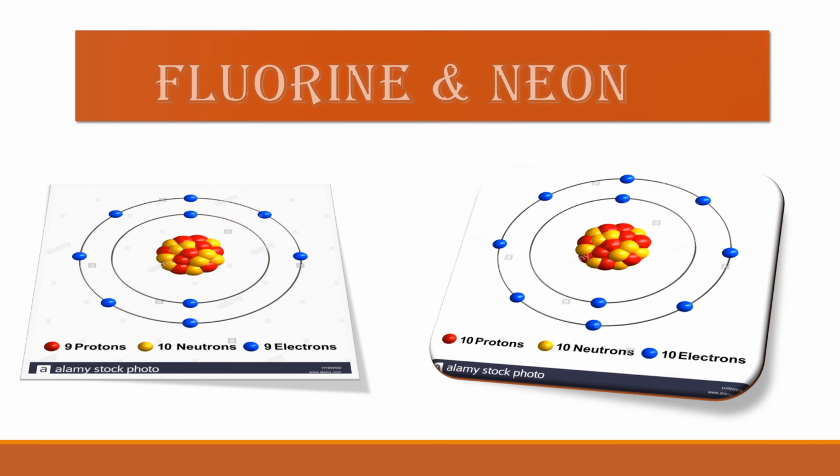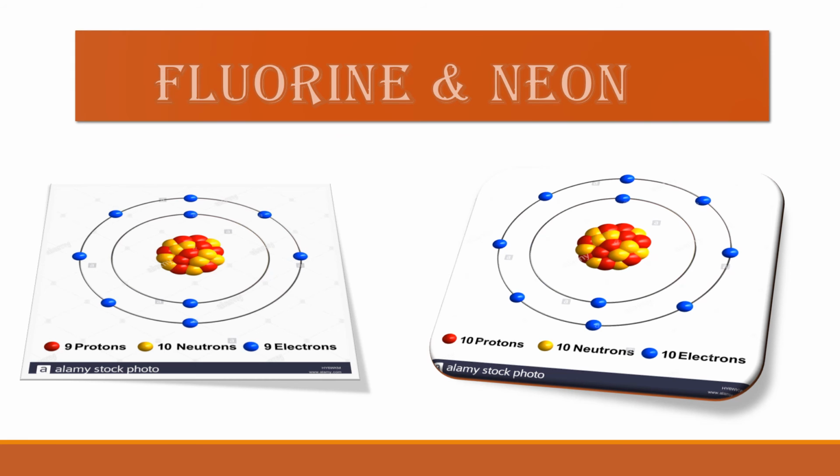And the last one is fluorine and neon. This is the atomic structure of fluorine, where 9 protons, 9 electrons and 10 neutrons are present. You see, yellow color 10 neutrons, 9 protons, and 9 electrons.